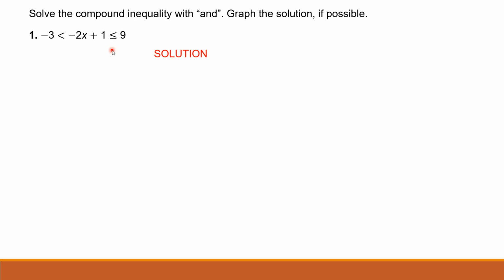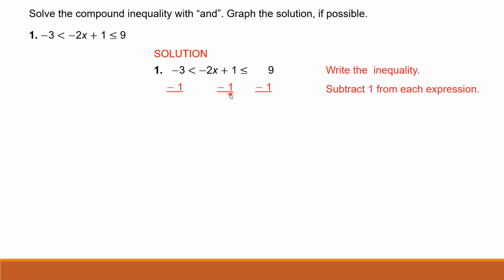Okay, so our first one, we have the compound inequality where the variable is in between, so we would consider this AND because both conditions are met at the same time. So we have our inequality, and what we'd want to do is solve for x. So I'm looking at that expression in between, and what I want to do is subtract 1 from the middle, but then I also have to subtract 1 from the right and 1 from the left. And we get -4 is less than -2x, which is less than or equal to +8.